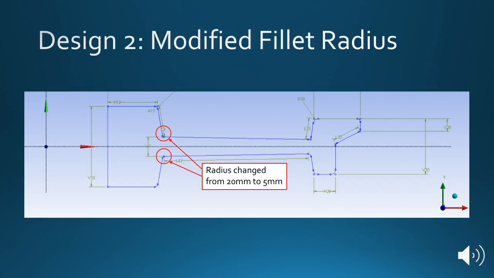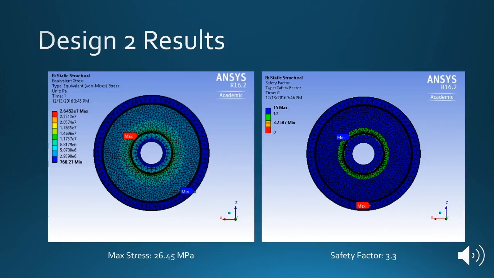For the first design iteration, we decided to change the fillet radius from 20 millimeters to 5 millimeters. We knew this would increase stress at this location, but given the significant safety factor, we thought removing this material would still be within limits. Changing the fillet radius doubled the maximum stress to 26.45 megapascals. The safety factor due to fatigue was reduced to 3.3. We decided that we could take out more material in the next design iteration, while still remaining within spec.